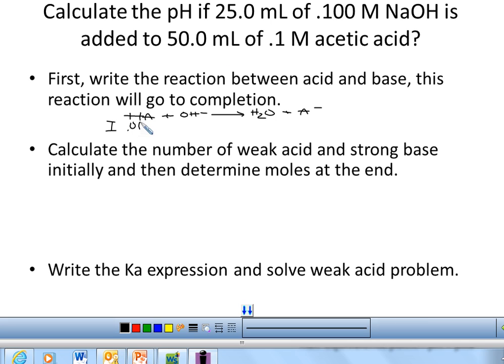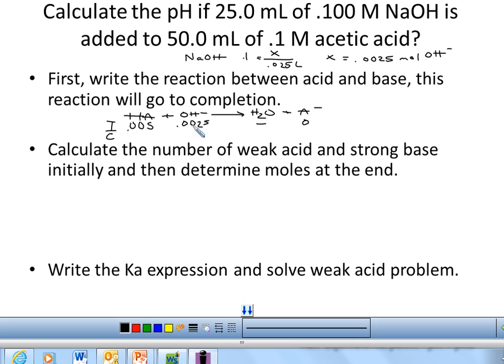I'll write that down. And for the base, we are going to be adding 25 milliliters of NaOH. I'm going to be adding 25 mils, or 0.025 liters, with a concentration of 0.1 mole. And I will solve for X, and I will get 0.0025 moles of hydroxide. So that's how much I start with here. Not concerned about the water, and I don't start with any of the conjugate base.